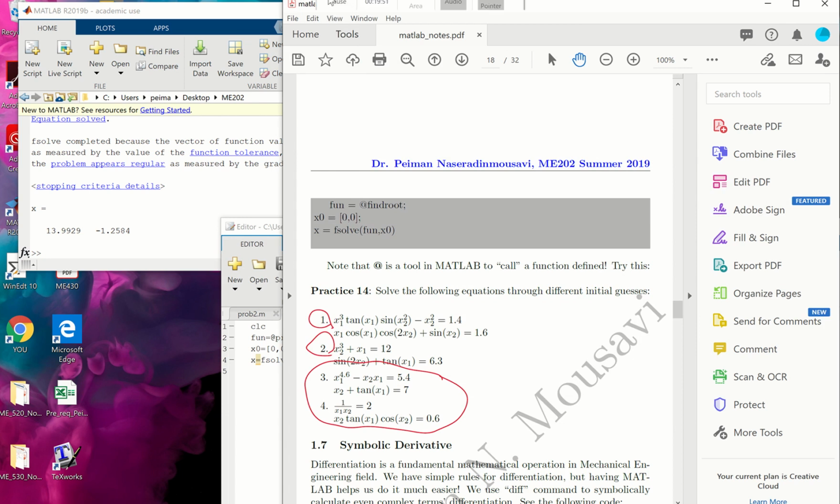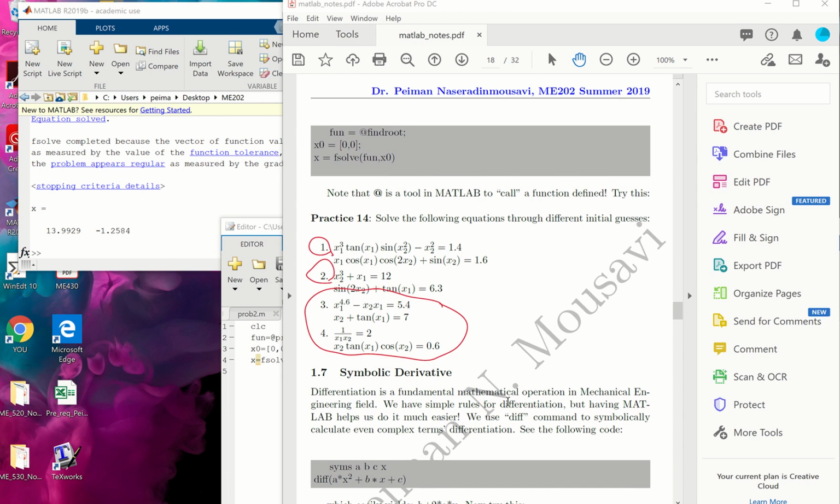Okay. Hold on, let me see if I can reduce the noise. Okay. So now, after we learned how to solve a set of nonlinear equations in MATLAB by coding, now let's go for the symbolic derivative. So we know derivatives from high school, right? Differentiation is a fundamental mathematical operation in mechanical engineering, or any engineering field actually. So we have simple rules for differentiation, but having MATLAB helps us do it much more easily. We use the diff command, short for differentiation, to symbolically calculate even complex terms' differentiation. See the following code, okay?